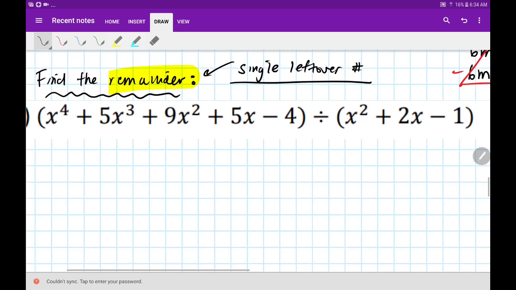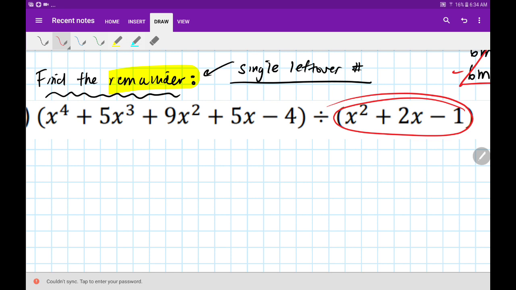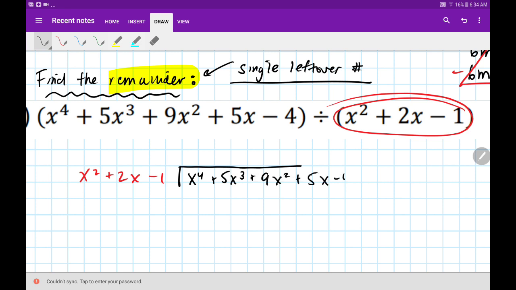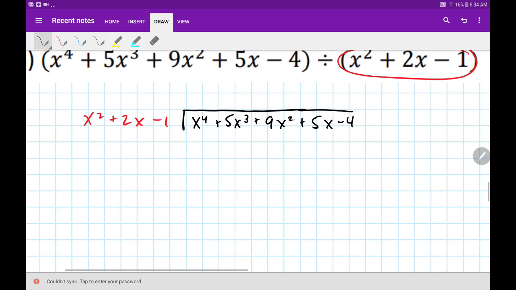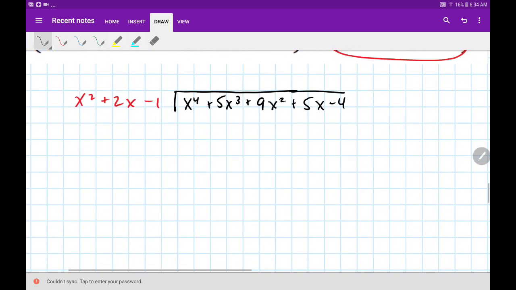Okay, so let's rewrite this. This is the guy I'm dividing by. He goes outside my divisor. So x squared plus 2x minus 1 is going into x to the 4th plus 5x cubed plus 9x squared. Oh wow, this is pretty long. That's okay. All right, we got this. So this is the first time that we see a trinomial out here, but that's fine. It's no different from before.